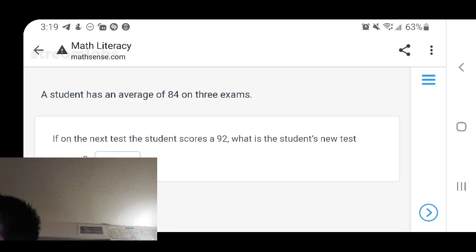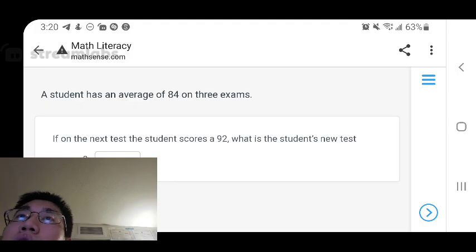Let me try. 84 times 3 is 252. 252 over 3 is 84. You add 92 for the next one, and you make it 344, and then divide by 4. That would be 86. 4 times 6 is 24. Yep, it goes up by 2 points.